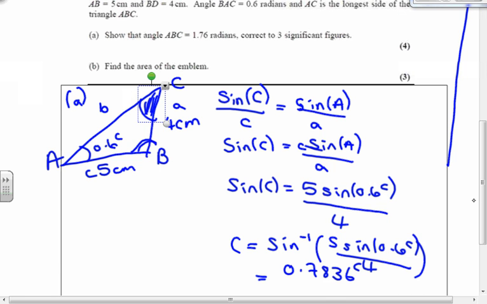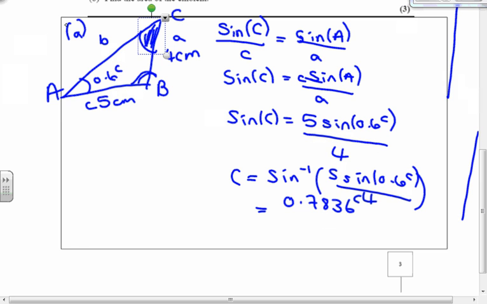So we found this angle here, but of course we want the angle ABC, so that's this angle here. We all know that angles in a triangle add up to 180 degrees, and 180 degrees is also equal to pi. So the angles in the triangle, because we're measuring in radians, should add up to pi.